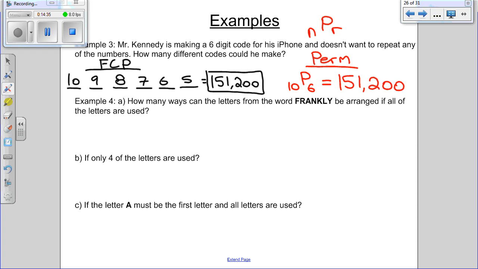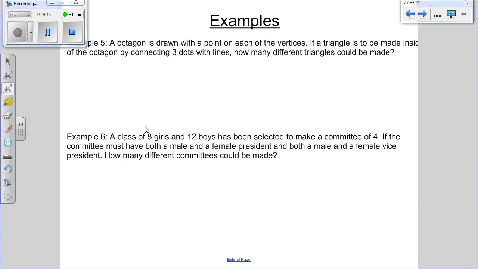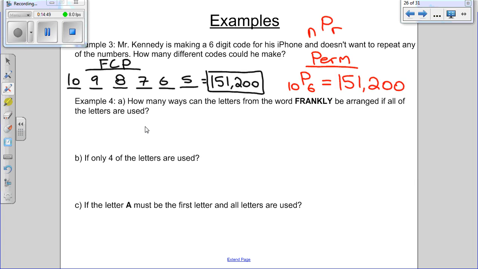All right, example 4. Actually, just before we do example 4, I want to talk about something, because sometimes the question comes up, and someone in the room might be thinking it, not saying it right now: if I could have done permutations the whole time, why did I ever learn the fundamental counting principle? And that's a fair question.